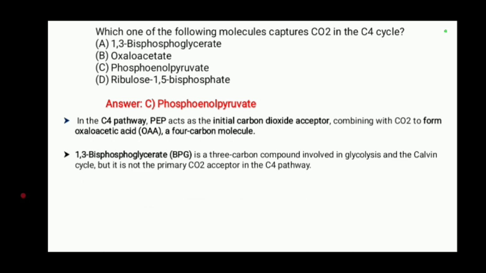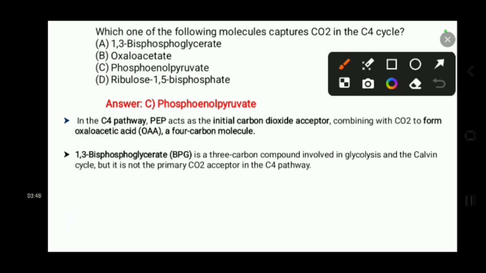The 1,3-bisphosphoglycerate is a 3-carbon compound involved in glycolysis and the Calvin cycle, but it is not the primary CO2 acceptor in the C4 pathway. So 1,3-bisphosphoglycerate is not the primary acceptor in the C4 pathway, rather it is involved in glycolysis and the Calvin cycle.